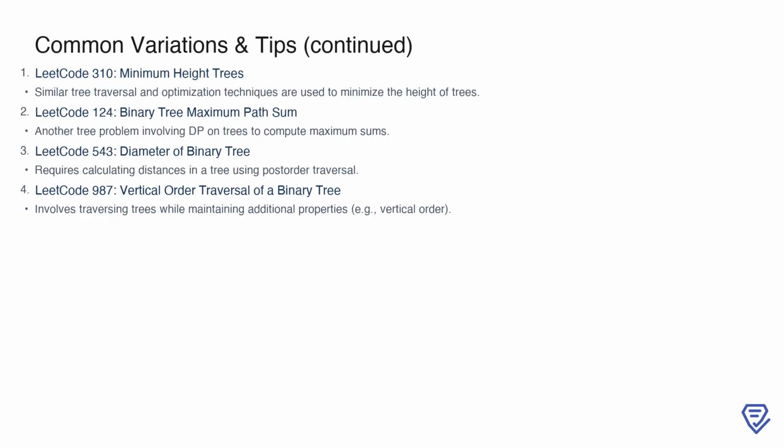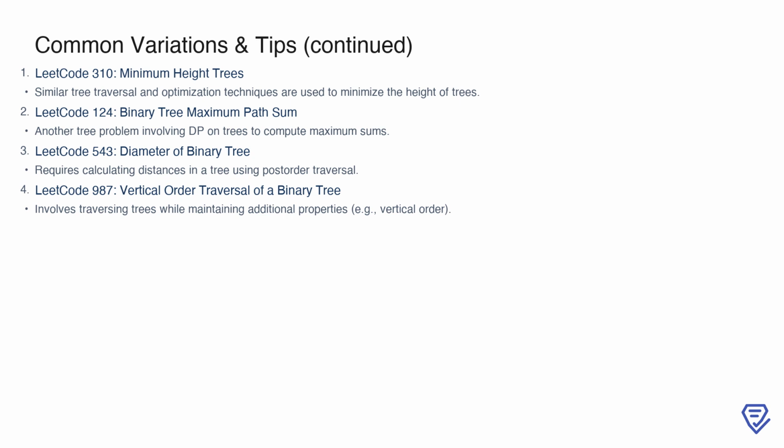To strengthen your understanding of tree traversal and dynamic programming, it's helpful to look at related problems. For instance, LeetCode 310, minimum height trees, uses similar traversal and optimization techniques to minimize the height of trees. LeetCode 124, binary tree maximum path sum, involves dynamic programming on trees to compute maximum sums, which is another common pattern. LeetCode 543, diameter of binary tree, focuses on calculating distances in a tree using post-order traversal, a technique directly relevant to the problem at hand.